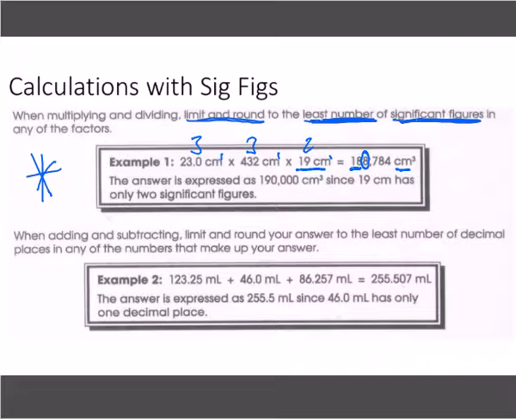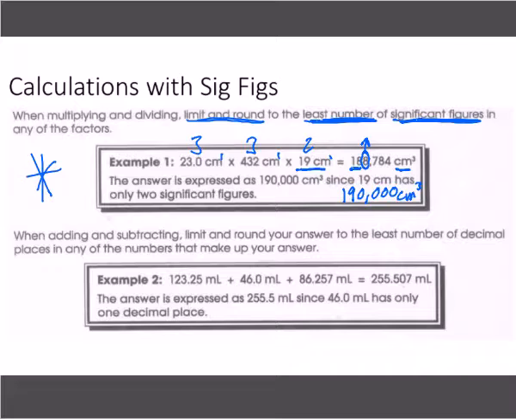Okay? Does 8 round up or down? 8 rounds up. So I'm going to round this then. Instead of 188,000, it's going to become 190,000 centimeters cubed. Is that close to what we had? Yeah. Now, is it the same? Absolutely not. It's a little off.